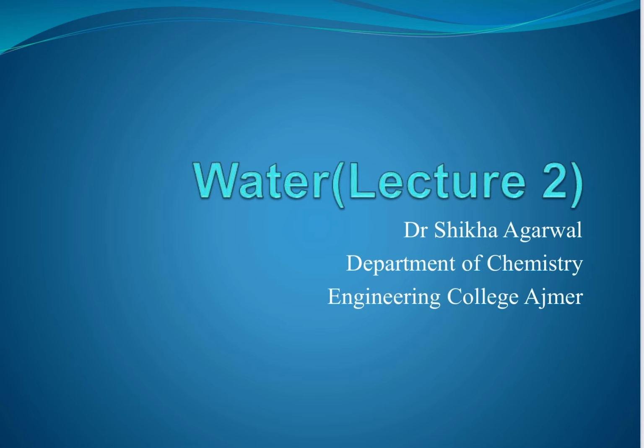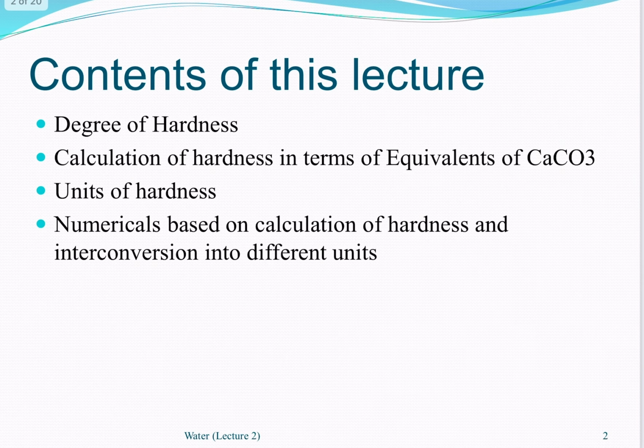In the last lecture, we had discussed the general introduction, distribution and impurities in water. We also discussed hardness of water, different types of hardness, and we compared temporary and permanent hardness. In this lecture, we will discuss measurement of hardness, and we will also calculate hardness in different water samples. So these are the contents of this lecture.